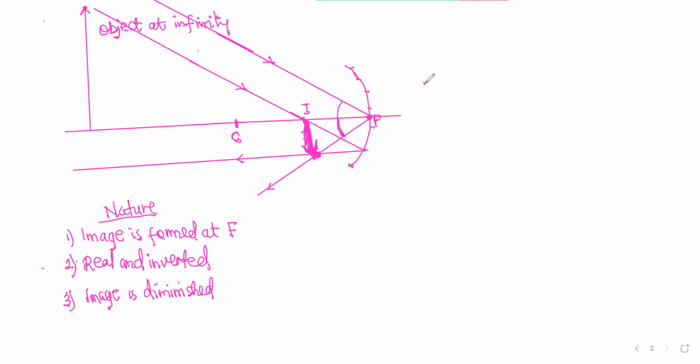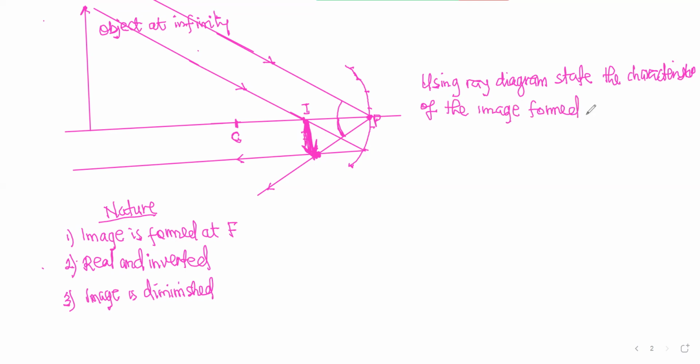So I want you, using ray diagram, to state the characteristics of the image formed when an object is placed between C and F.